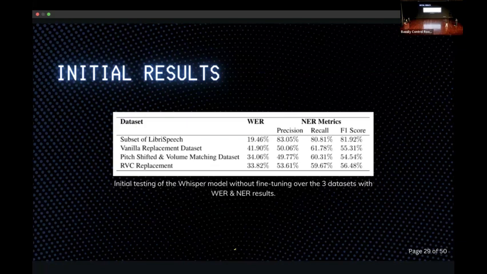The first test was on Whisper, testing it on the 3 augmented datasets without any fine-tuning. As you can see, it showed a really high word error rate and low named entity recognition, compared to testing it on just LibriSpeech. This shows that the model has difficulty identifying rare names.